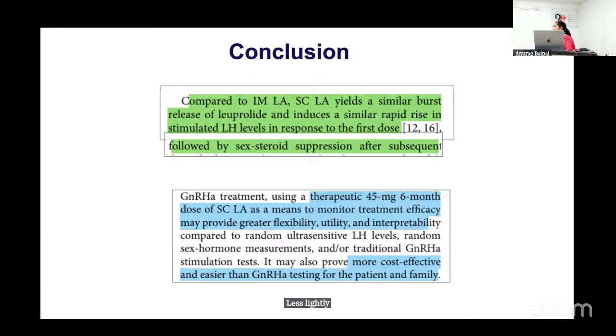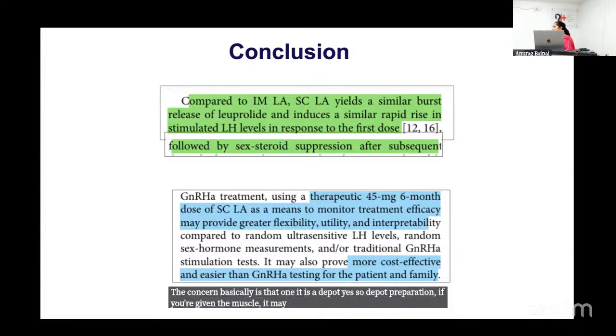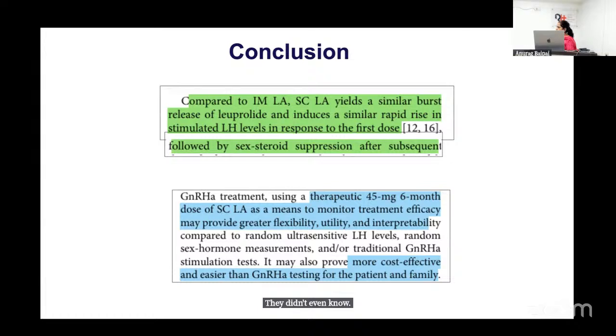The concern basically is that it is a depot preparation. Yes, sir. If you give a depot preparation in the muscle, it may be stored there for a longer time. Did they mention any previous study of subcutaneous? No, sir, they didn't mention. They have only compared the intramuscular with the subcutaneous one.